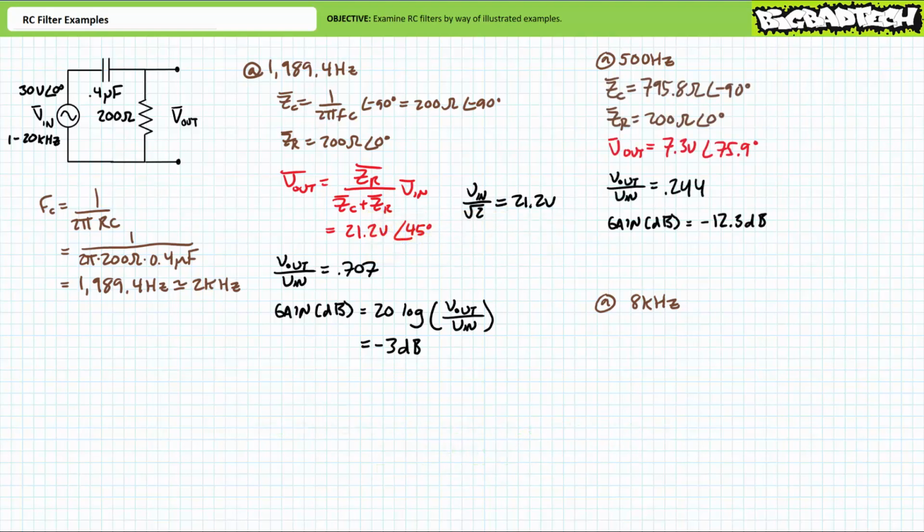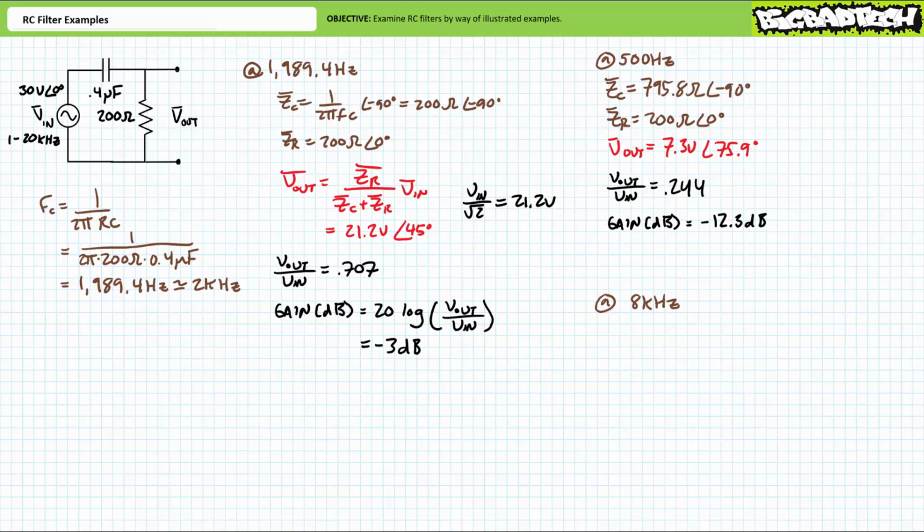At the reduced excitation frequency of 500 Hz, the complex impedance of the capacitor will be roughly 795.8 ohms at an angle of negative 90 degrees. Capacitive impedance goes up. The complex impedance of the 200 ohm resistor remains 200 ohms at an angle of 0 degrees. Given this change in impedance, we should expect more voltage to be dropped across the higher impedance capacitor and less across the lower impedance resistor. This makes perfect sense for a high-pass filter operating at a frequency lower than the critical frequency. The AC voltage divider rule demonstrates that Vout will be roughly 7.3 volts at an angle of 75.9 degrees.